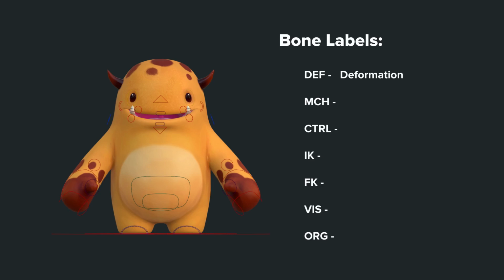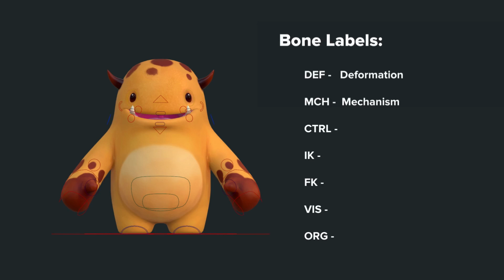Well, def stands for deformation. These are the bones that actually deform your mesh. If you label them clearly, it's going to make your life a lot easier. MCH or mech is short for mechanism. These bones are needed to make your rig function in a specific way. They're helper bones.